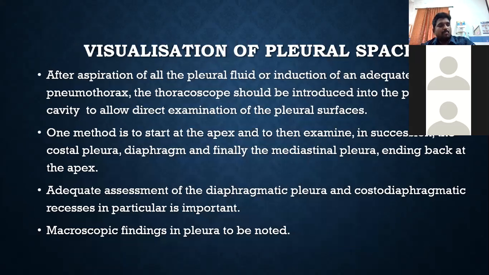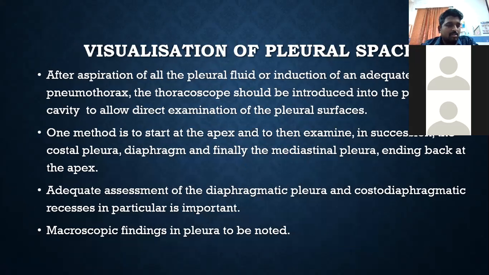So during the thoracoscopy, what we really do, after aspiration of all the pleural fluid or induction of adequate pneumothorax, the thoracoscope is introduced in the pleural cavity to allow the direct examination of the pleural surface. What we see usually are two pleura, parietal and visceral. The parietal pleura is attached close to the costal surface and the rib side, and the visceral pleura is attached over the lung. So you have to see both sides.